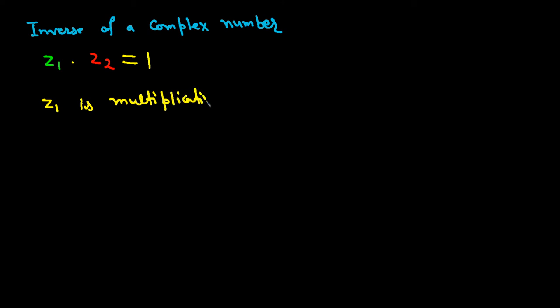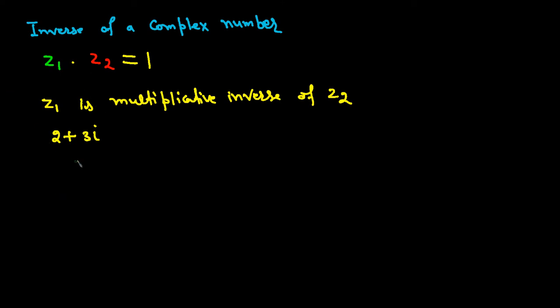multiplicative inverse of z2, and vice versa. That means z2 is a multiplicative inverse of z1. All right, so let's do a real example. They said find the inverse, or the multiplicative inverse, of 2 plus 3i.